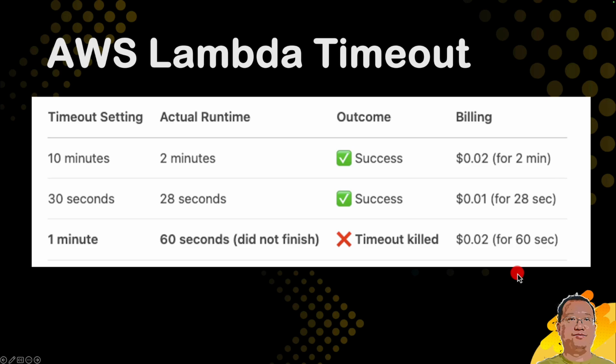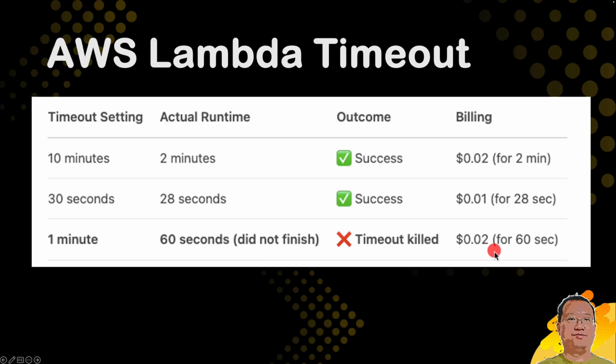Even if you set the timeout to 15 minutes, AWS only charges for the time you use. For example, set 10 minutes, run for 2 minutes, you only pay for 2 minutes. Set 30 seconds, run for 28 seconds, you pay for 28 seconds. Set 1 minute, run for 60 seconds but it doesn't finish, and AWS kicks it out, you still pay for 60 seconds.